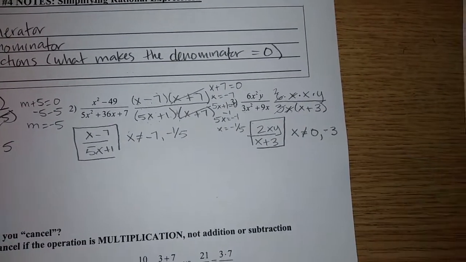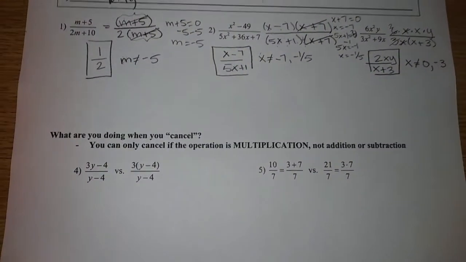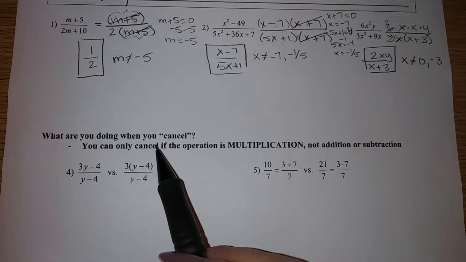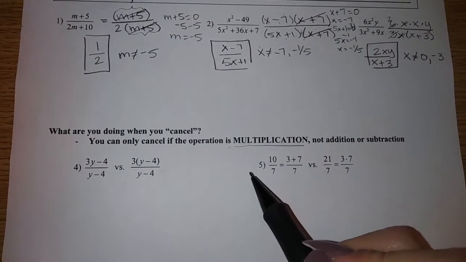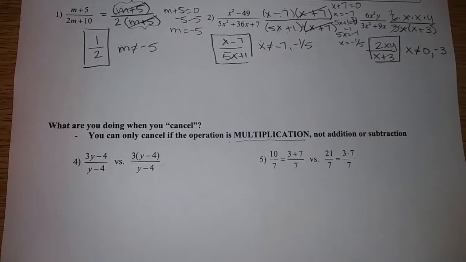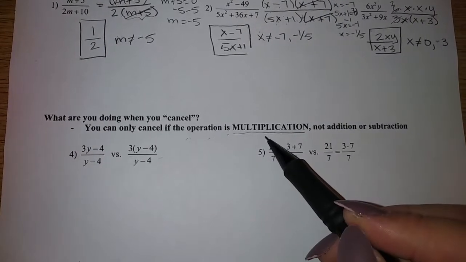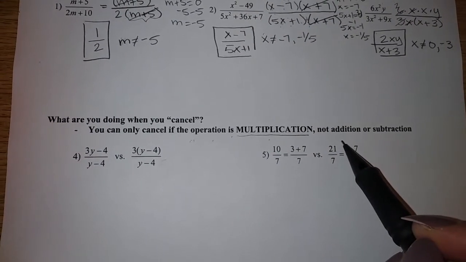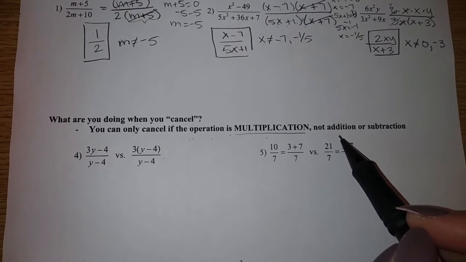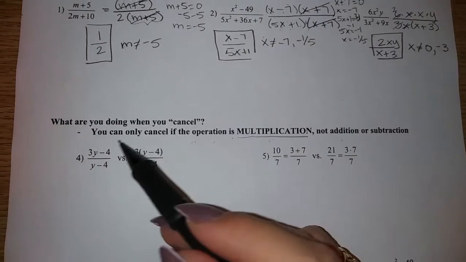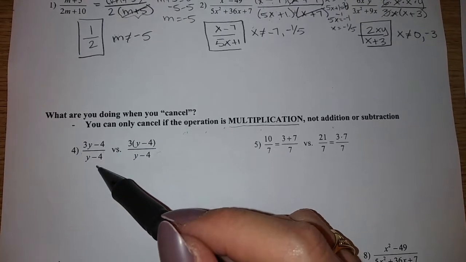Moving on, we need to make sure that we know the difference of what we can cancel and cannot cancel. So we're going to spot the differences, because you can only cancel if the operation is multiplication. Underline it, memorize it, highlight it, write it on your bathroom mirror, whatever you have to do. You can only cancel if the operation is multiplication. If we are adding or subtracting and you try to simplify and cancel something out, it is not going to be the right answer. So here we have 3y minus 4 over y minus 4.